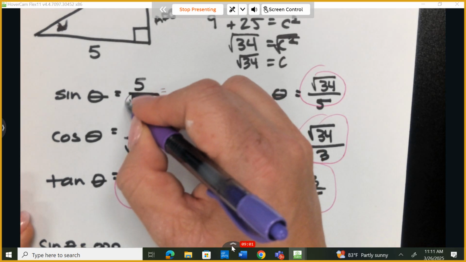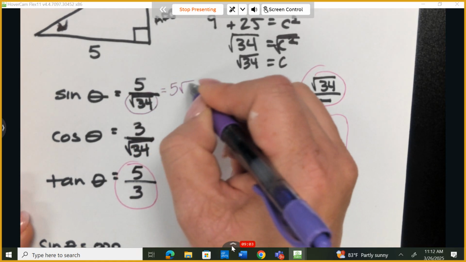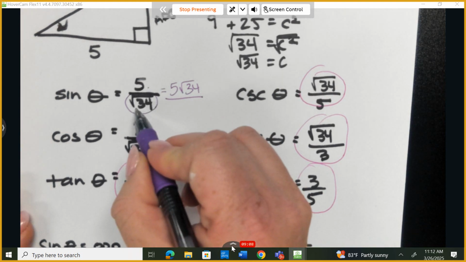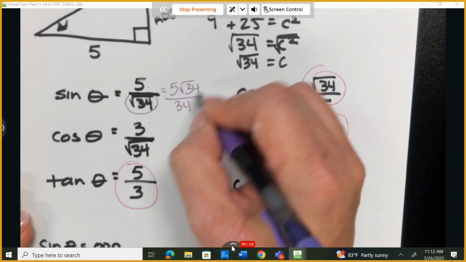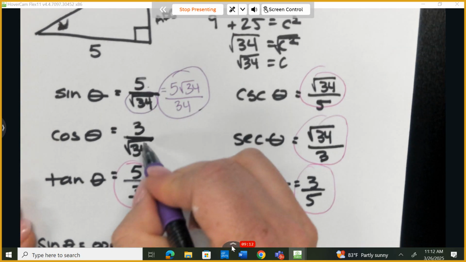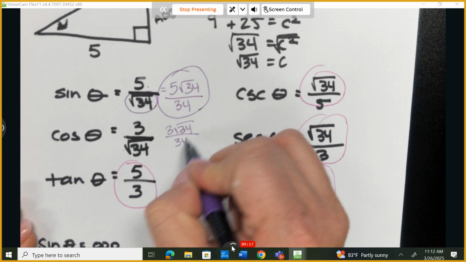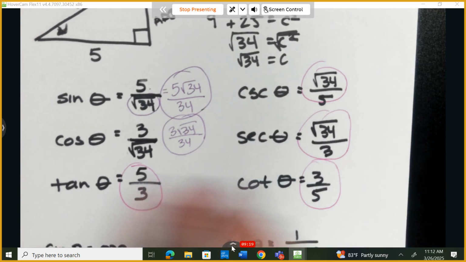So what you're going to do is take this and throw it up top. So 5 square roots of 34, just like he said. Take the bottom and throw it up top. And then you're going to rewrite the number in the bottom now with no square root. So take this one, throw it up top: 3 square roots of 34, and then write 34 on the bottom with no square root.